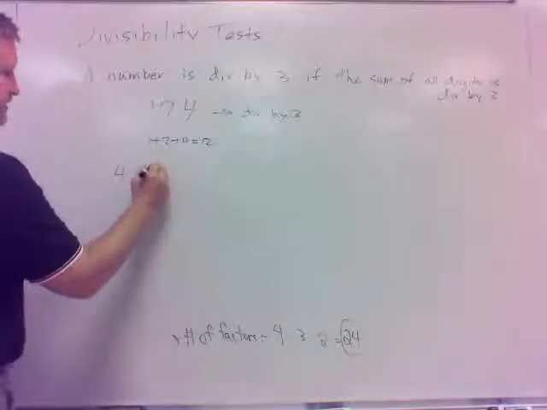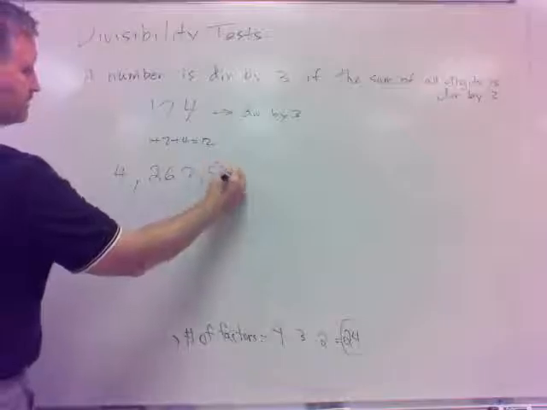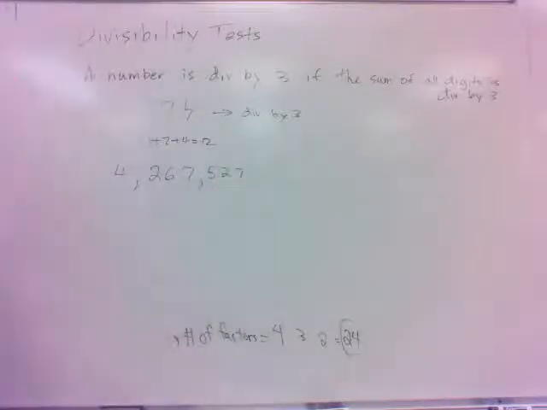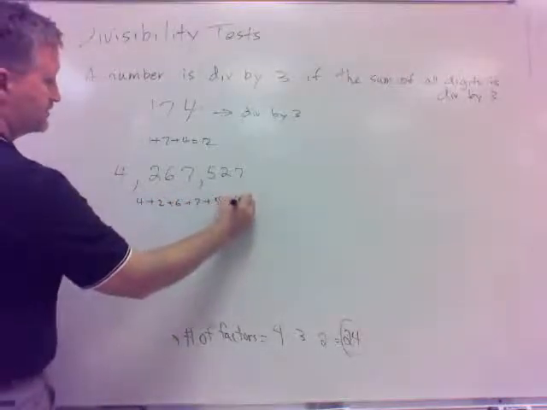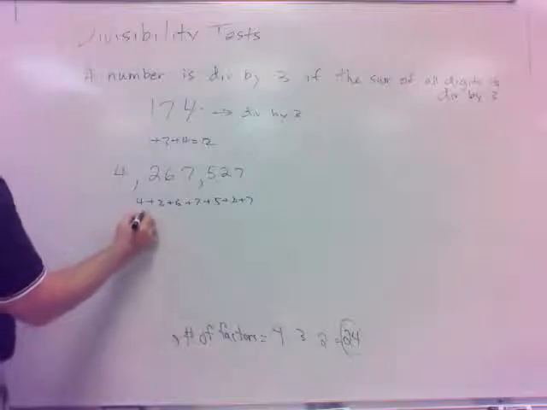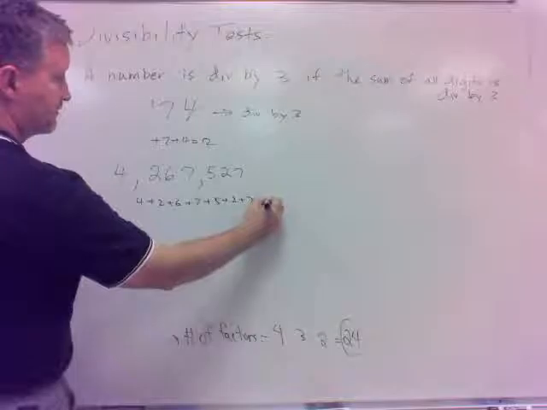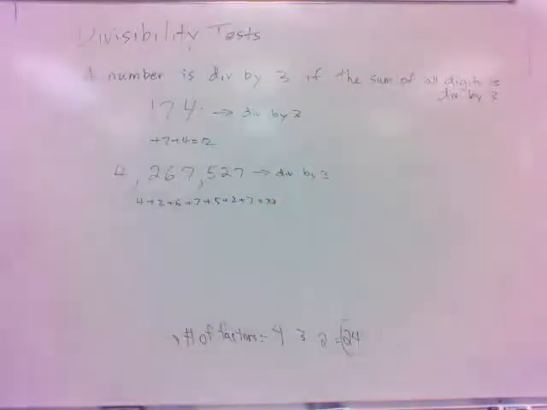Let's try 4,267,527. Is that divisible by 3? Well, if you add up the digits, 4,267,527, what does that give you? 12, 19, and 14 is 33. All of them, not just the last 3. That's right. It's all of them. Sum of all the digits.